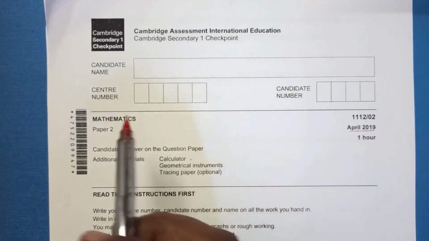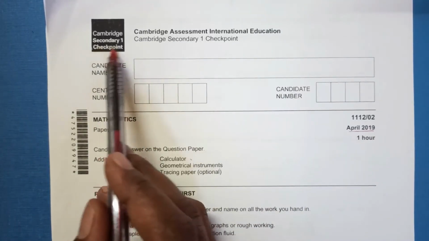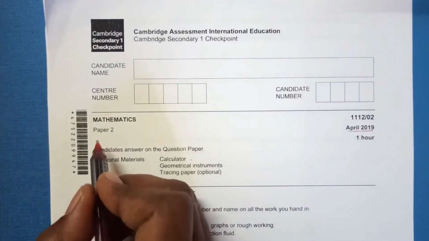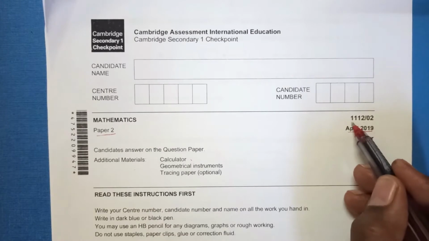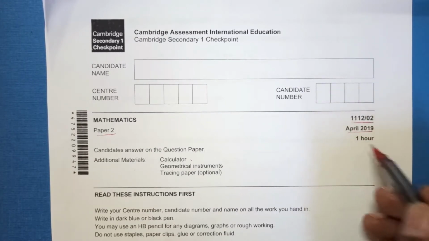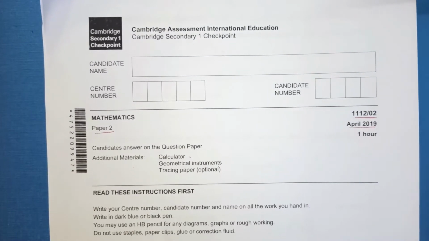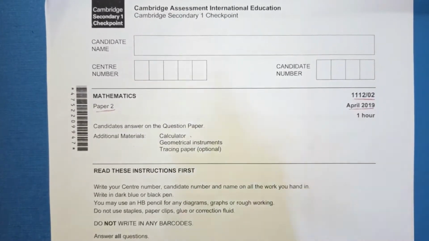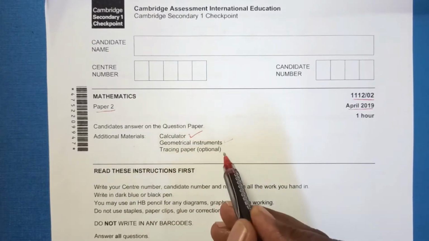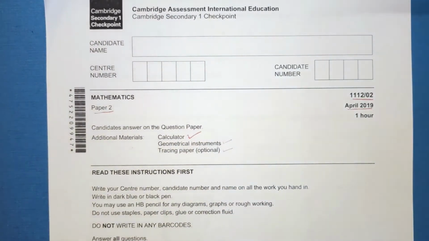Hello guys, let us do today Cambridge Secondary 1 Checkpoint April 2019 paper 2. You know the code 111202. The time allocated is an hour for this, and as this is paper 2, you all know that you need a calculator for that, with geometrical instruments and tracing paper optional. Wherever you need, you can use that.